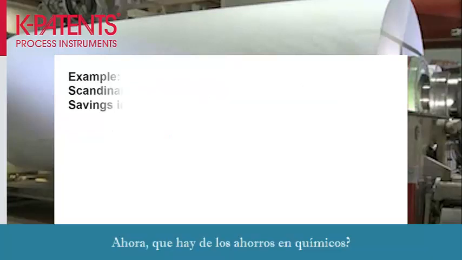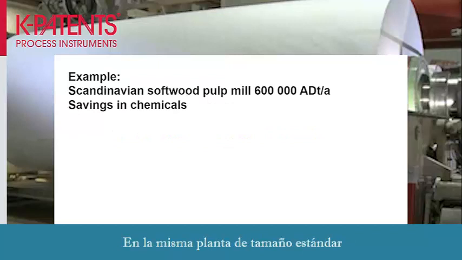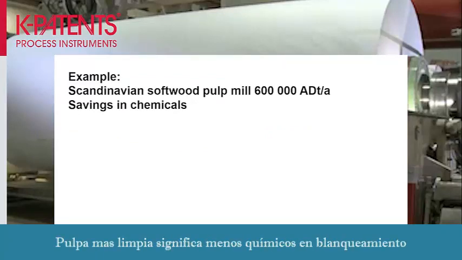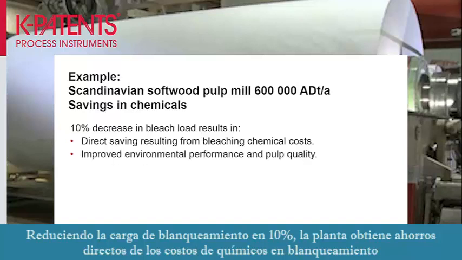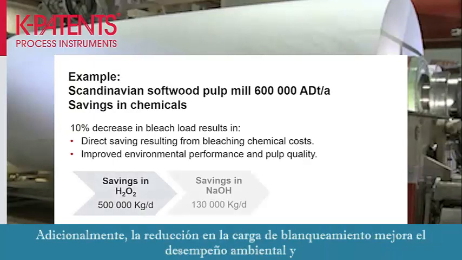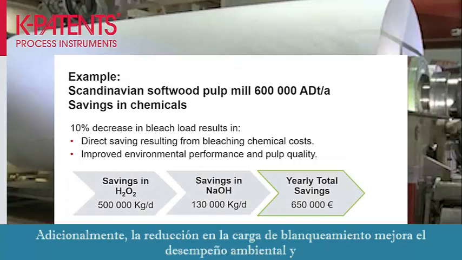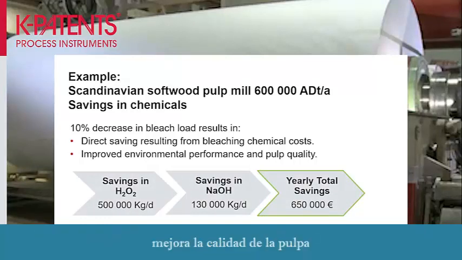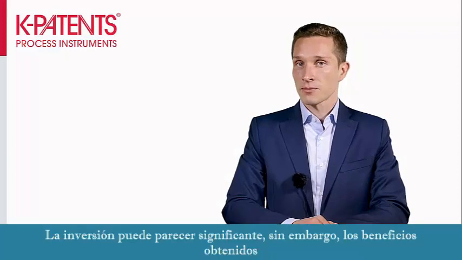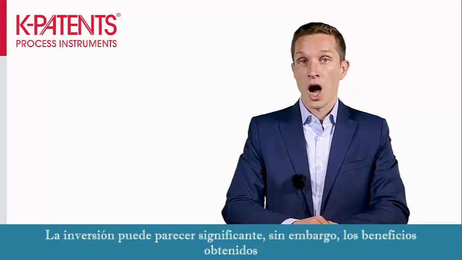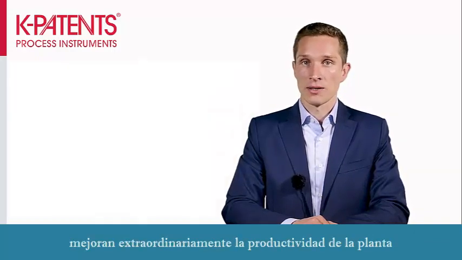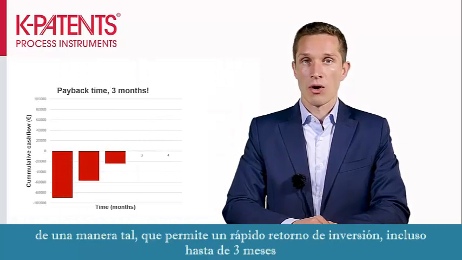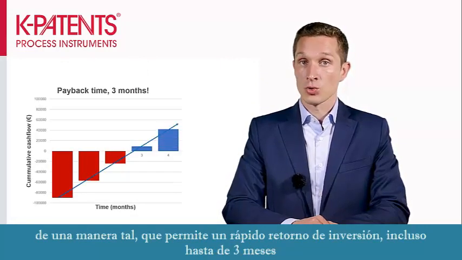Now what about the savings in chemicals? In the same standard size pulp mill, cleaner pulp means less chemicals in bleaching. By decreasing the bleach load by 10%, the mill gets direct savings resulting from the bleaching chemical costs. In addition, the decreased bleach load improves environmental performance and enhances the pulp quality. The investment might seem significant, however, the benefits obtained greatly enhance the productivity of the mill in such a way that allow a rapid return on investment, as soon as in 3 months.